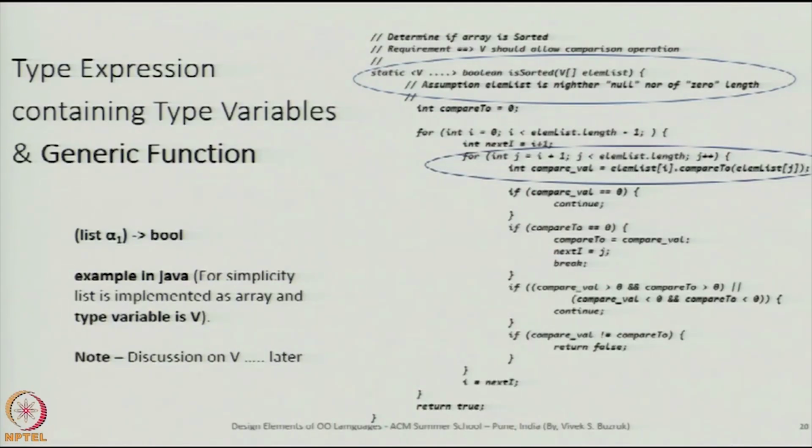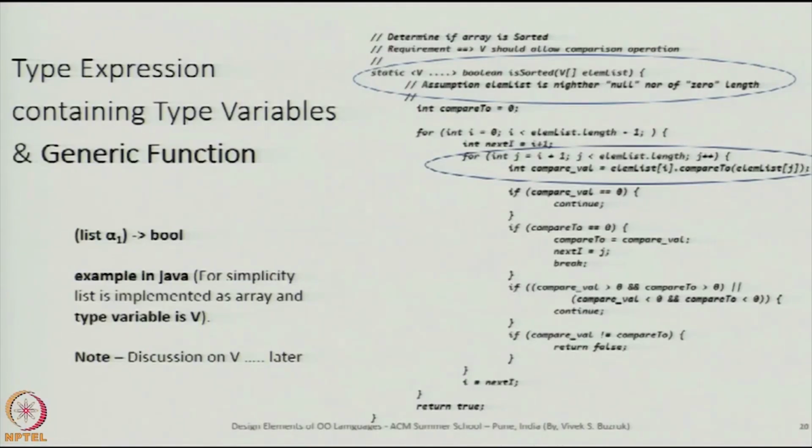For example, I want to write a generic function, isSorted. This particular symbol is a function and this is isSorted. isSorted takes a parameter, this list of alpha 1, the element list. It returns a boolean, right. Forget about this part, we will talk about that later.